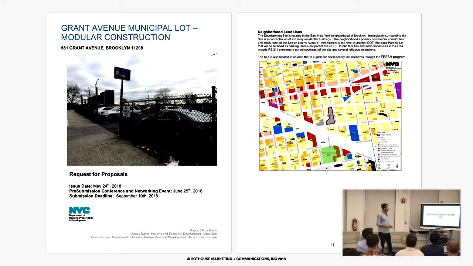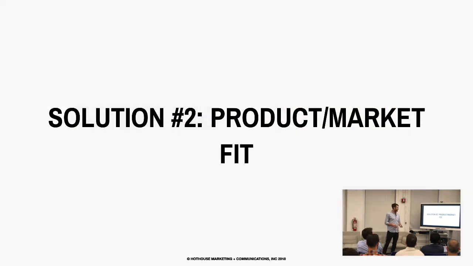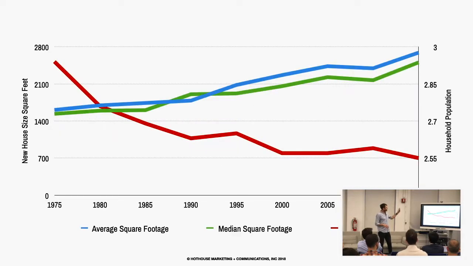Solution number 2, product market fit. So essentially, this is with new housing stock. The red line represents household size. In 1975, we have basically around 3 people per household. Now we're at a record low of 2.55. Fertility rates are at a historic low right now, and yet for single-family housing, the unit size just keeps on growing.